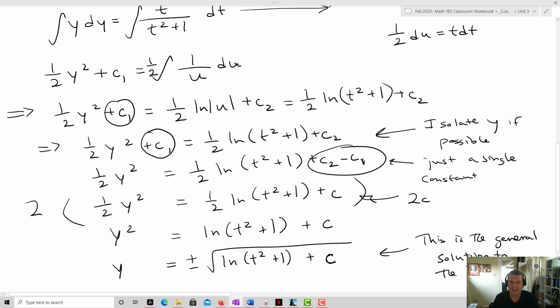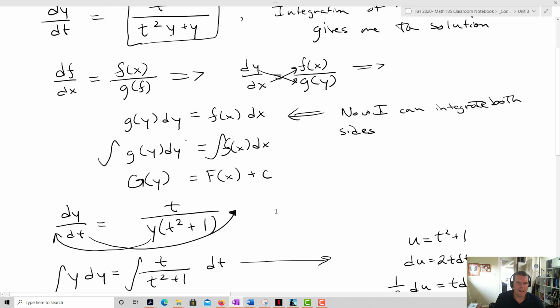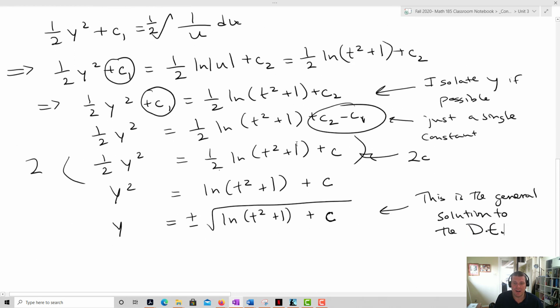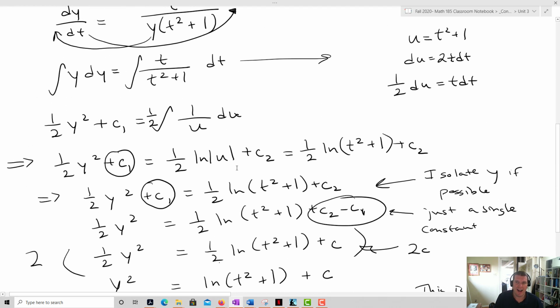Okay? So let's take a look at what we did. I started out and said, well, what I want to do is separate out my y's and my t's, just by doing a little bit of algebra. And how I did that in this case is I actually factored out a y and left me with t over t squared plus 1. Once I've done that separation, then I just go in and integrate. I integrate and simplify, and that's the entirety of the process.